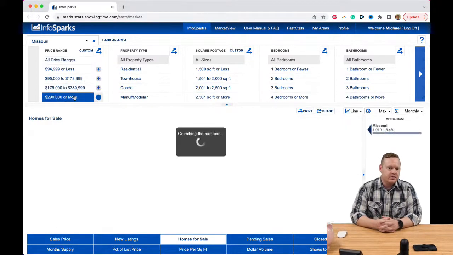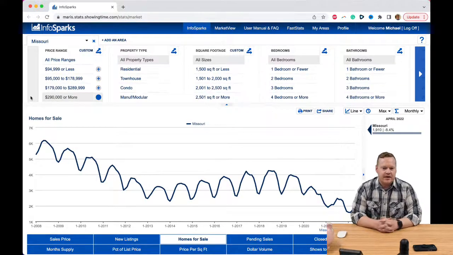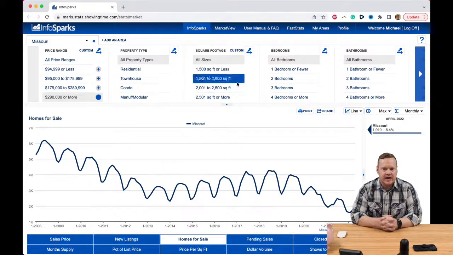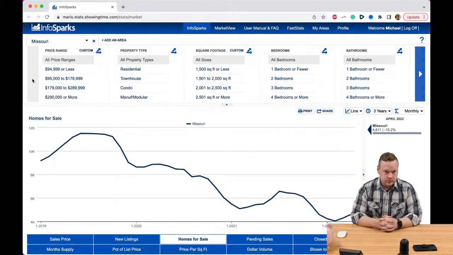Let's click on the 250s and see if that's even... and shoot, 250 or what is that, 290 and more. I mean, $250,000, that used to sound like a lot of money. Not anymore. It doesn't anymore for a house. Let's go back to the 3-year. All right, let's go to all prices. Look at that. Inventory is down. Homes for sale went from almost 12,000 down to 4,000. That's insane. Isn't that wild?